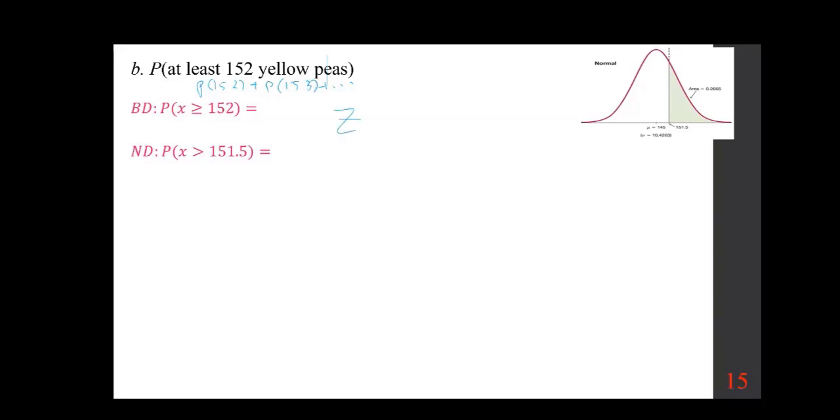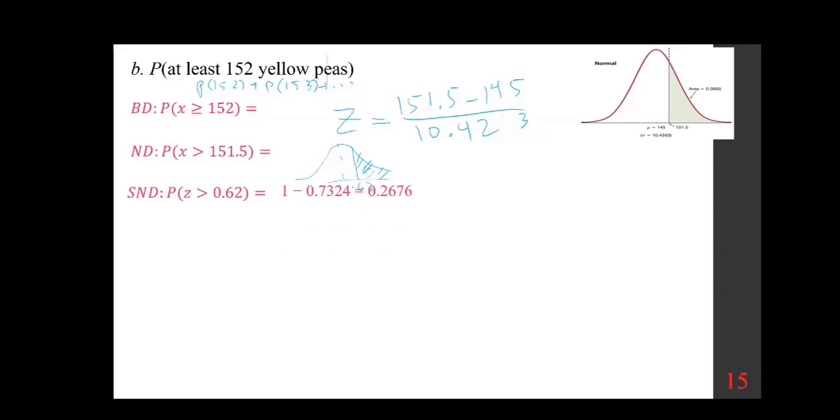So z is x minus mu. It was calculated in the previous page as 145, over sigma of 10.4283. And so here's your z-score. And again, I would have gone with the graph of the z-score. So larger than 0.62, something like that. This is z-score of 0.62. Looking it up from the table, we end up with 26.76%. So 1 minus 0.7324.